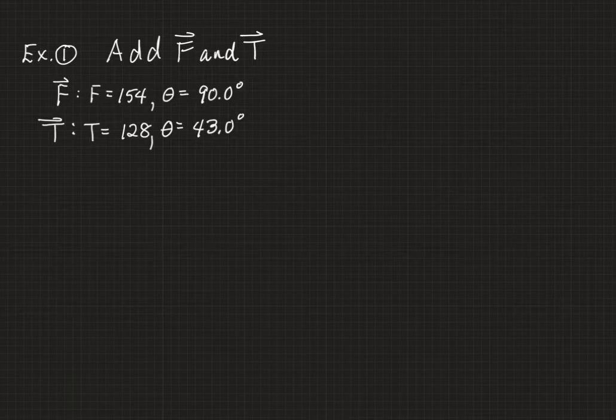So let's look at an example. Let's add these vectors. Vector F, which has a magnitude of 154 and a standard angle of 90.0 degrees, and vector T, which has a magnitude of 128 and a theta, or a standard angle, of 43.0 degrees. I will draw F in red, and T in blue. So at about 43 degrees, something about like that.